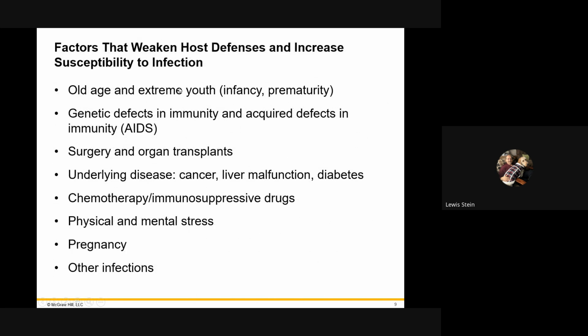Then there are things that weaken the host. And these are COVID days, they coined the term comorbidities. You know, we called it immunocompromised, compromised host, whatever you want to call it. Very young, very old, makes sense. Genetic defects in immunity, or ones that have been acquired, like AIDS, previous operation. When you have transplants, inevitably we have to use immunosuppressive medications.